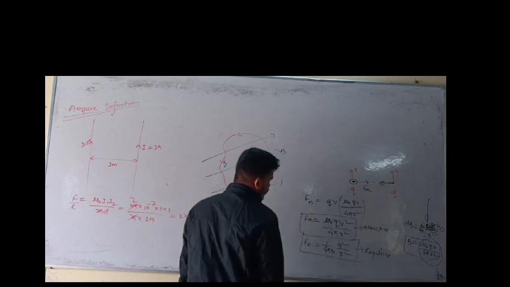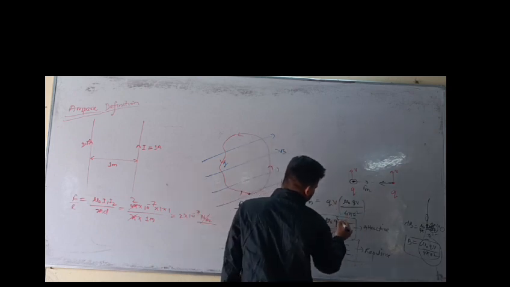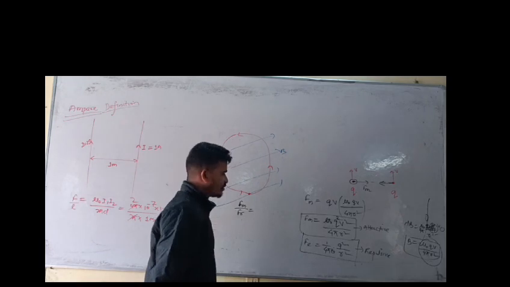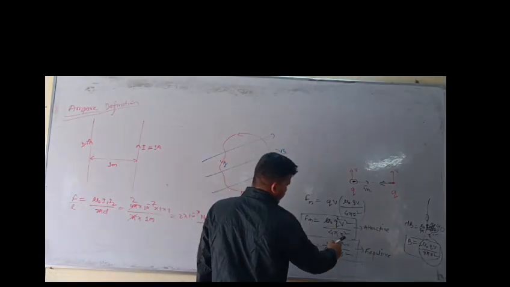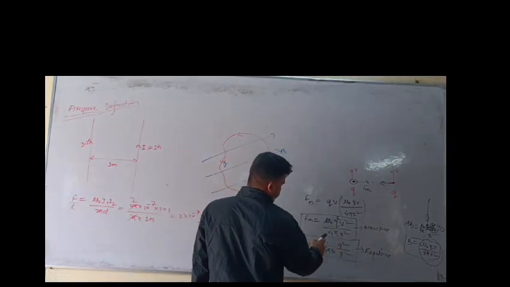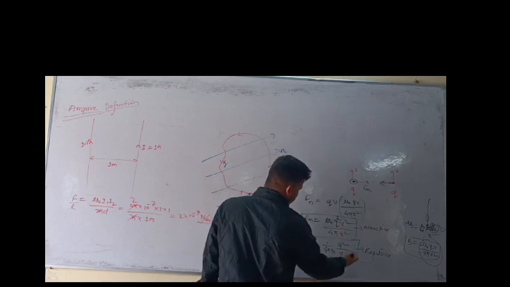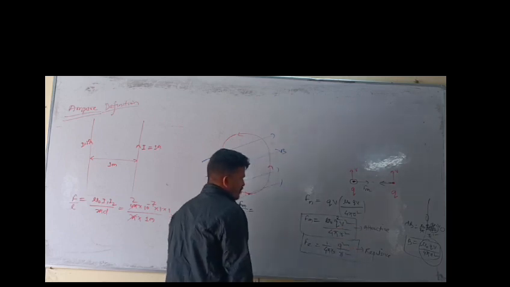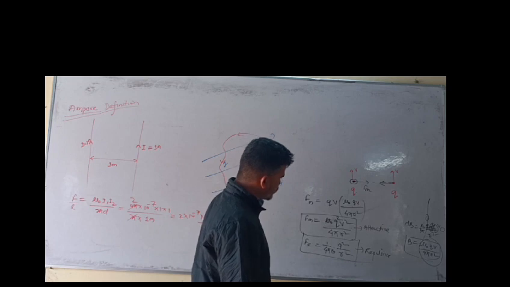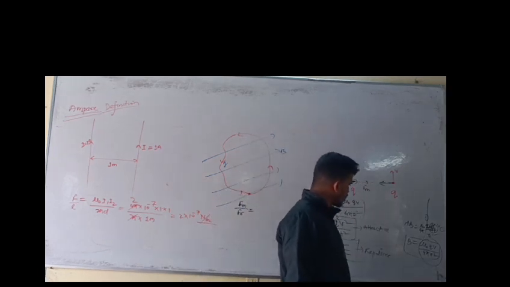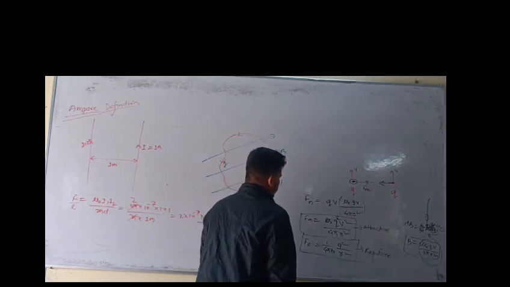What will be this ratio? There are Q square, right? Q square and R square cancel. V is also there, right? Yeah, V is there.